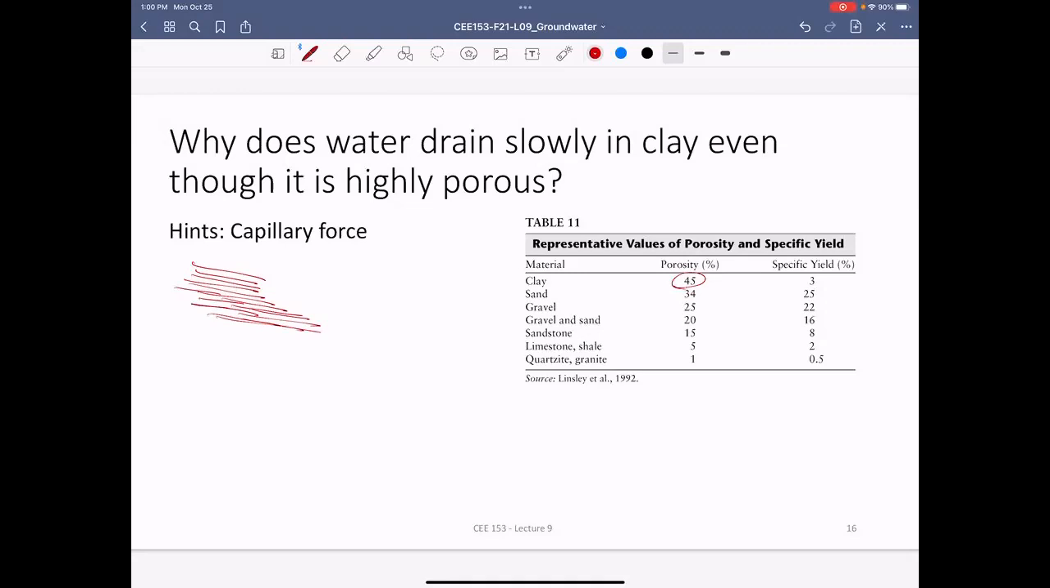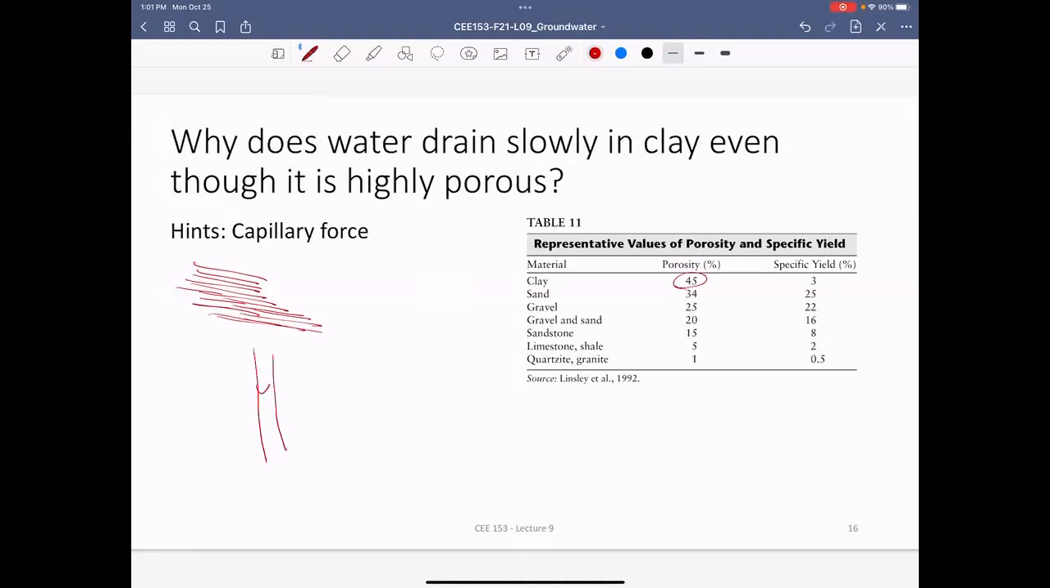That's one of the reasons clay is used as a liner material for any landfill. If you're designing a landfill, you don't want the landfill leachate to get into groundwater. So they line it with clay, because clay has a material property that doesn't allow water to move through. So the reason is capillary force. Capillary is, if you imagine it, the gap is water.